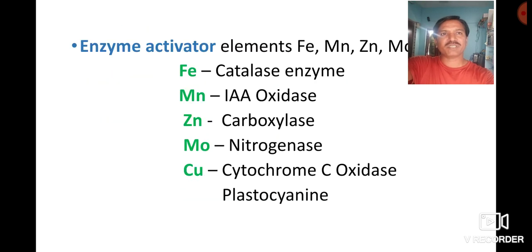Some elements activate enzyme activity, for example iron, manganese, zinc, molybdenum, and copper. Iron activates catalase enzyme. Manganese activates IAA oxidase enzyme. Zinc activates carboxylase enzyme. Molybdenum activates nitrogenase enzyme. And copper activates cytochrome c oxidase in mitochondria and plastocyanin in chloroplast.